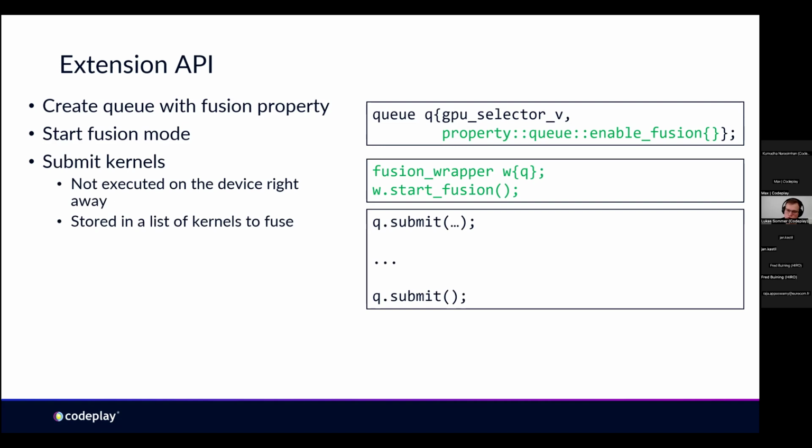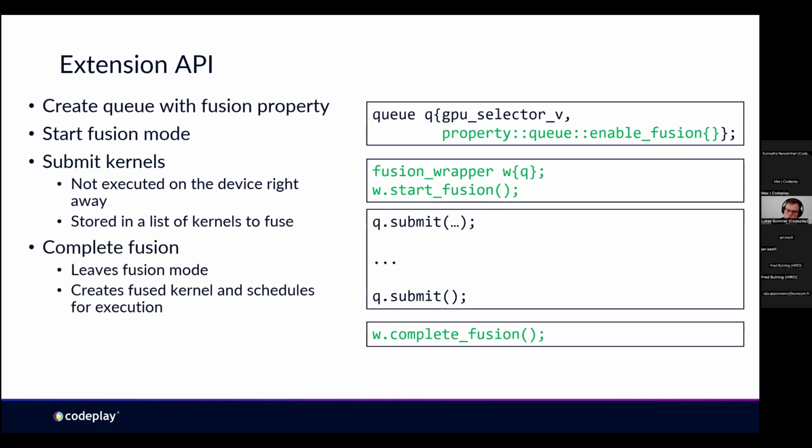If you now submit kernels, this is abbreviated obviously, those kernels will not be executed right away. Usually, if you had this queue submit without fusion mode, the SYCL runtime scheduler will make sure that all dependencies are met and then immediately schedule that kernel for execution. In fusion mode, instead, we do not execute them right away, but we store them in a list, basically. So we create a list of kernels that should be fused in the future.